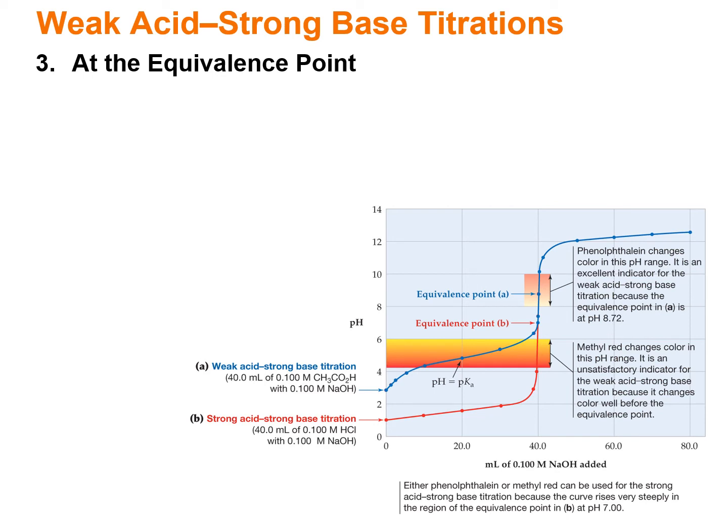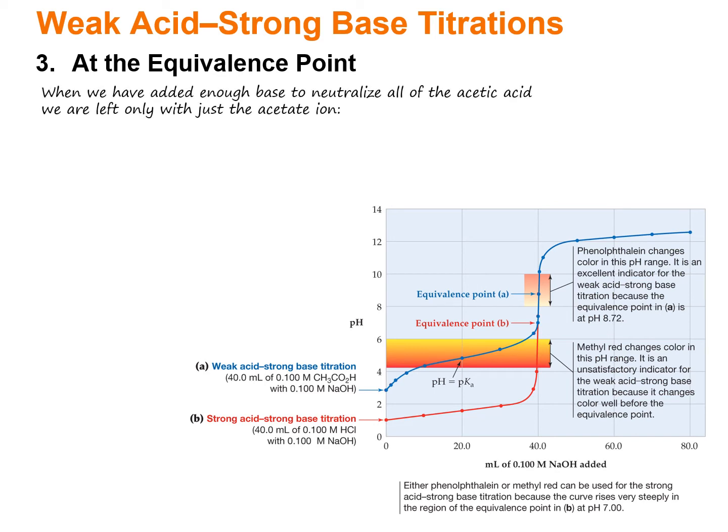Okay, so let's look at the equivalence point and figure out what the pH is in this particular titration. That happens at 40 milliliters, when we've added enough base to neutralize all that acetic acid. If you remember back to the strong acid, strong base titration, the pH was 7 at the equivalence point. That's not going to be the case here, because after you've neutralized all the acetic acid with the hydroxide, you're left with just acetate ion, and we know acetate ion is a weak base. So we should expect the pH to be north of 7, in the basic region.